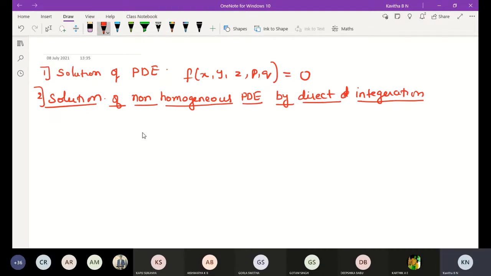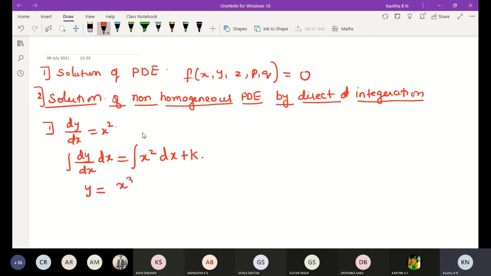Observe here, take the differential equation dy by dx is equal to x square. We need to find the solution using direct integration. Integrating on both sides, the integration of dy by dx into dx is equal to the integration of x square dx plus k. It will become y is equal to x to the power of 3 by 3 plus k. This is the solution of the differential equation using direct integration.